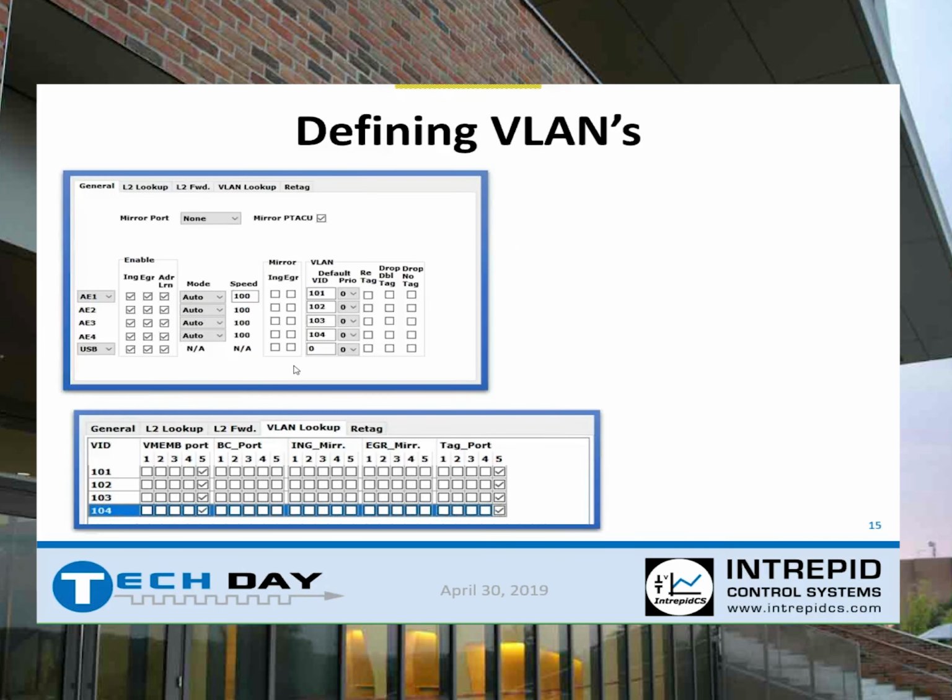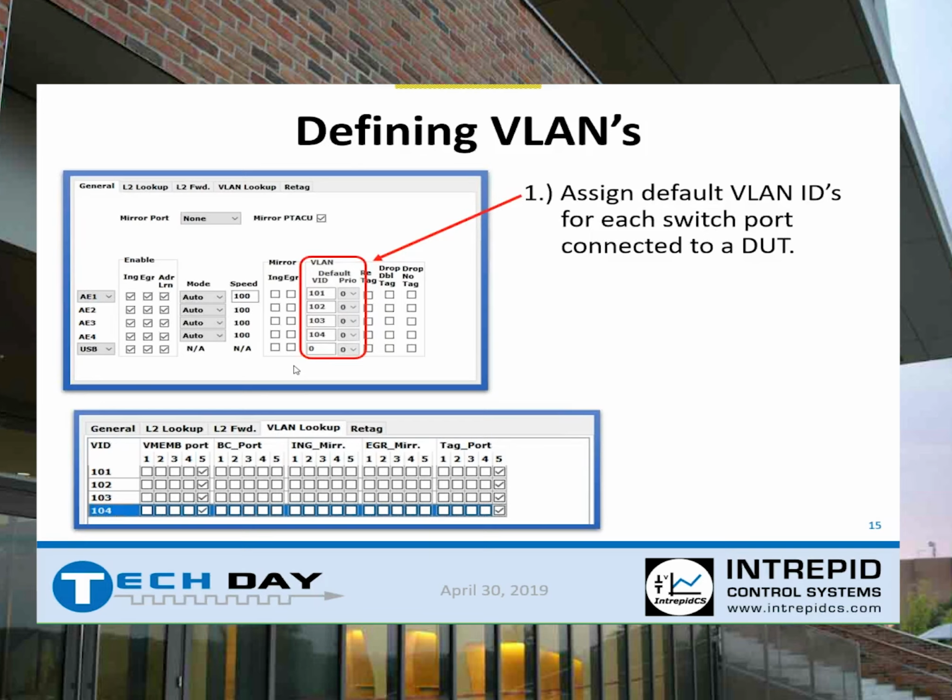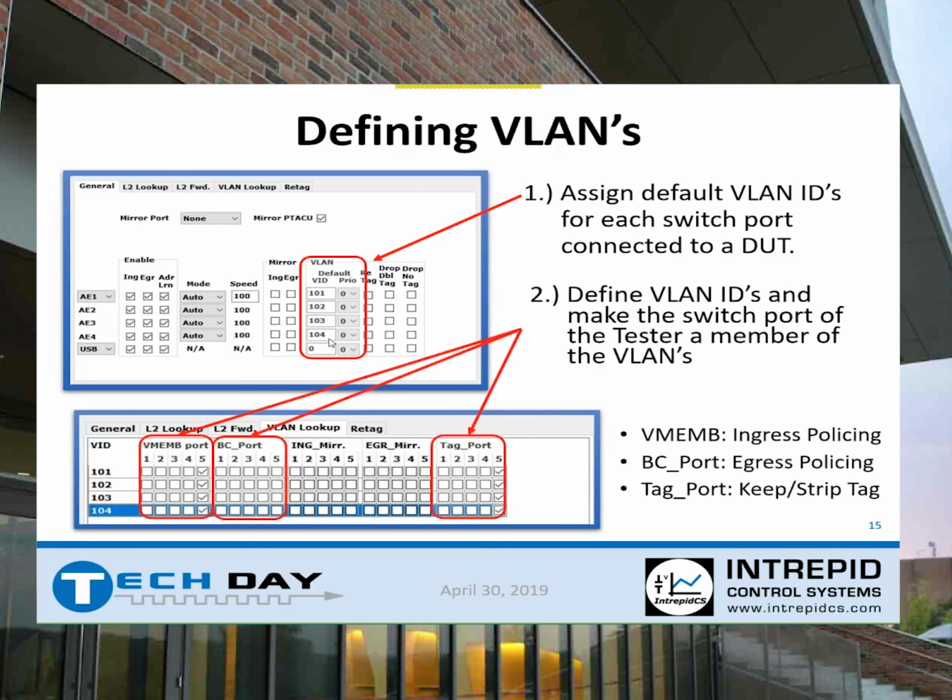So to define a VLAN, the first thing you do is assign a default VLAN for each switch port that's connected to a DUT. Here you can see, consistent with the last slide, I have 101 for port 1, and 102, 103, and 104 for ports 2, 3, and 4. Then you need to define the VLAN itself. You go into a VLAN lookup table and you have a line item for each VLAN. There are 5 properties that define the VLAN for NXP. We're concerned with 3 of them.